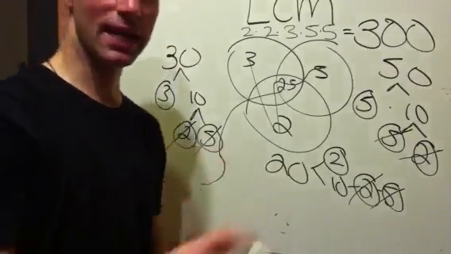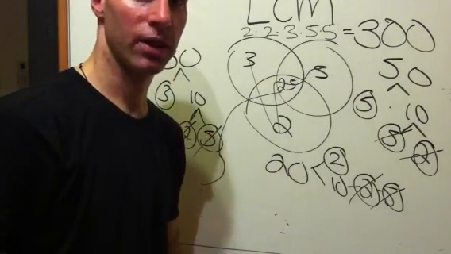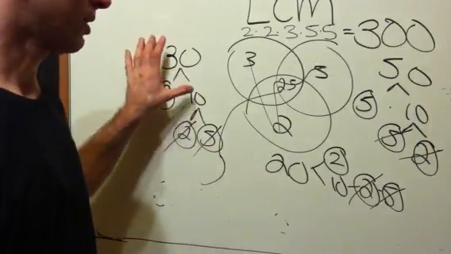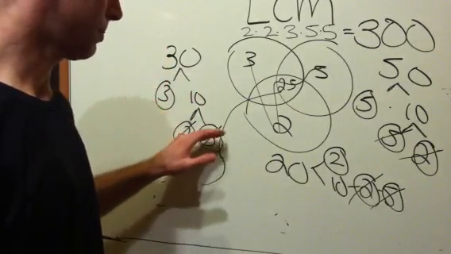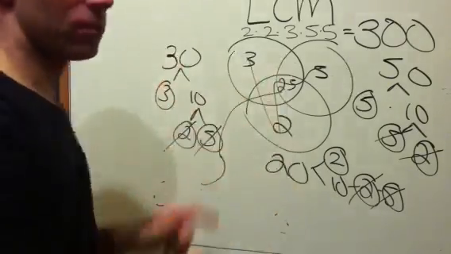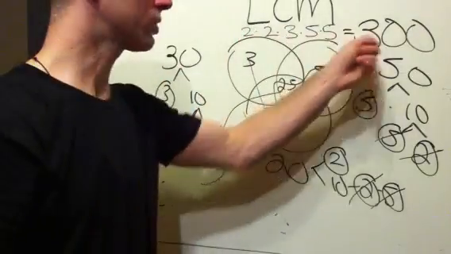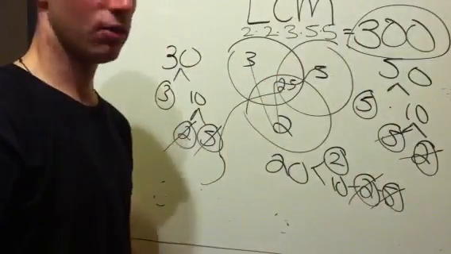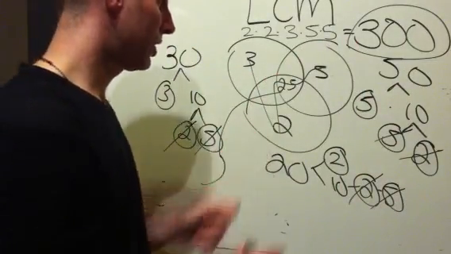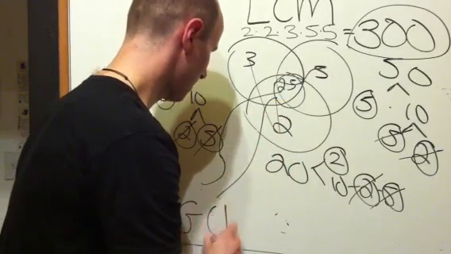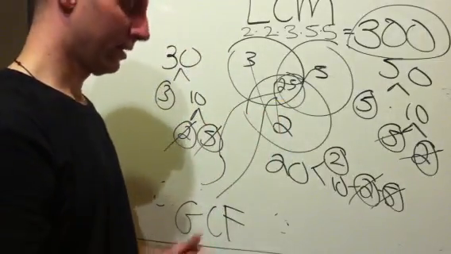Now this works with any three numbers that you do. 4 numbers for that matter, but let's stick with 3. You write the 3 numbers breaking them up into the prime numbers. You put them in the Venn diagram. You multiply across, you find that the lowest common multiple is what's left over. In this case, it's 300. If it was just this middle part right here, that tells us the greatest common factor that they share.